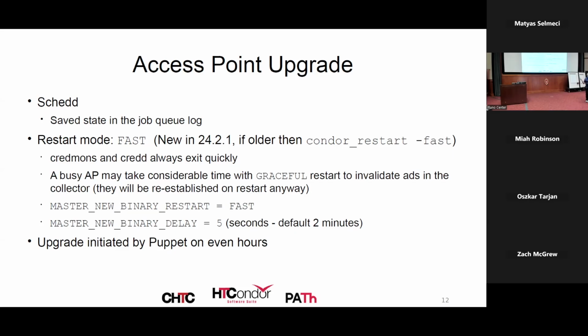The reason you don't want to do graceful is that credmons and credds always come down very quickly. And then somebody tries to submit a job that needs credentials and it says, I can't find your credentials. The other thing that we change is the master new binary delay. Once it detects a new binary and it takes everything down, 5 seconds later, it brings it up. And in CCC, this upgrade is initiated by Puppet on even hours.